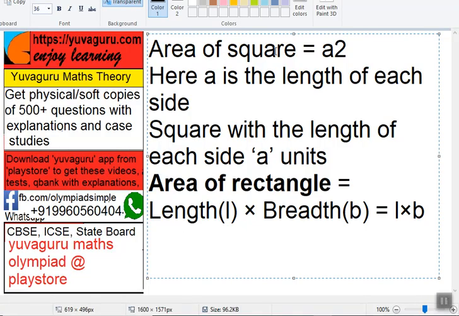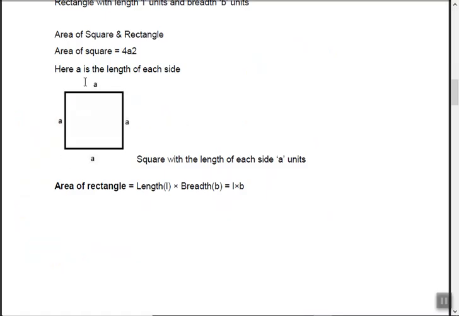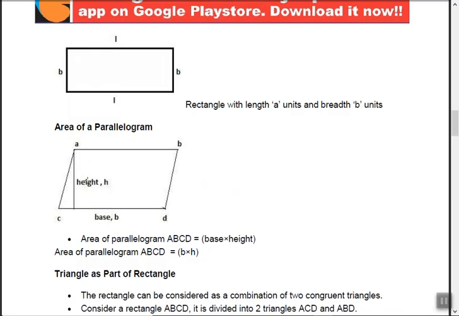Area of a square is A into A, A square, as it is called. Here A is the length of each side of the square, with the length of A units. Area of rectangle is what? L into B. See this, A into A, and rectangle is L into B. Now area of parallelogram is quite simple, base into height. Triangle is half base into height and parallelogram is base into height. So for the parallelogram, this is base, this is the height.